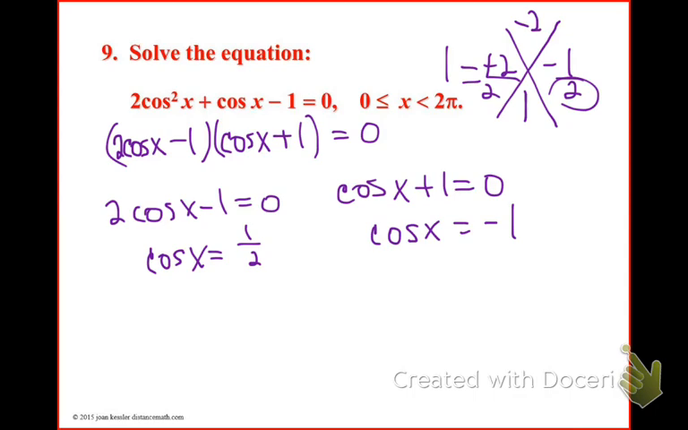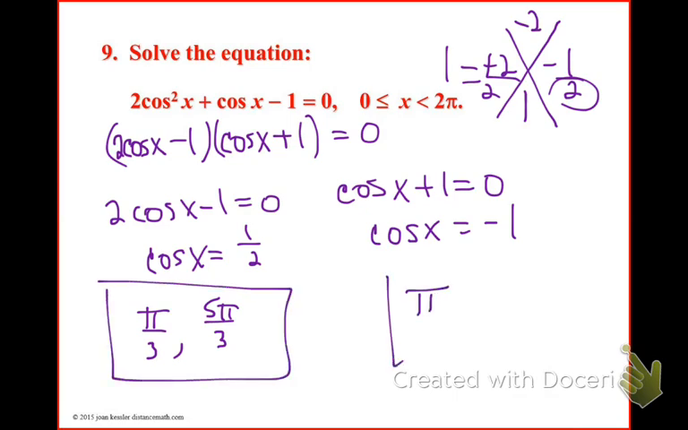All right, we've already done cosine 1/2, haven't we? What was that? Pi over 3, and what was the other one? 5 pi over 3. Yeah. How about where is cosine equal to the negative 1? Pi. Yeah. Okay. So there's your answers to that one.